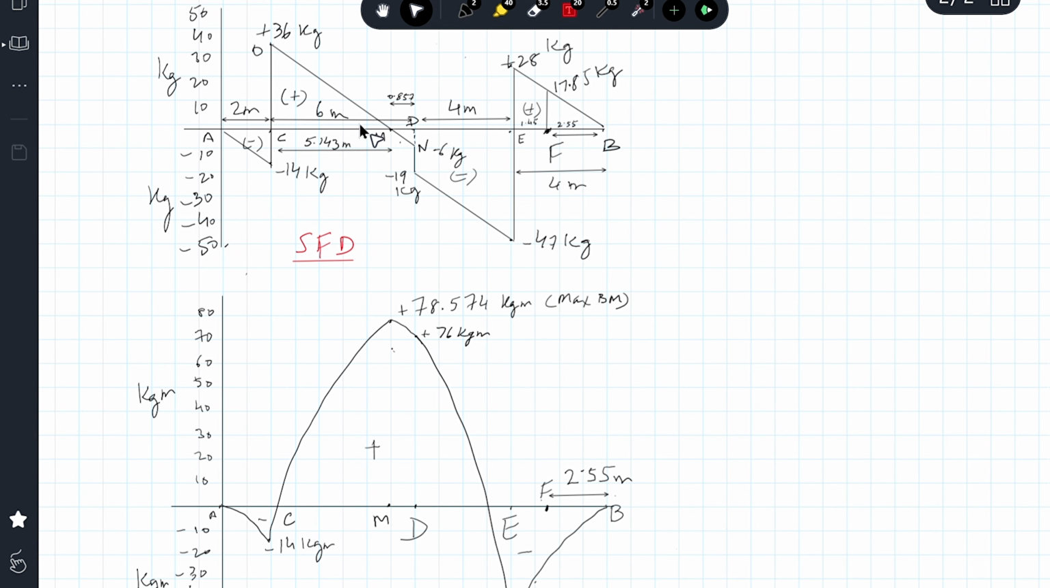Then from C to M, you can see again a slanting line, so the BM will be a parabola between this point C and M. The SF value is coming to zero here, so the slope of the BM curve will become zero at M. It will rise nearly vertically from here, and at M it will be curving towards the horizontal, because the slope is becoming less.